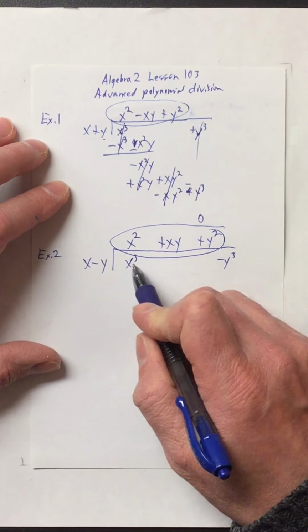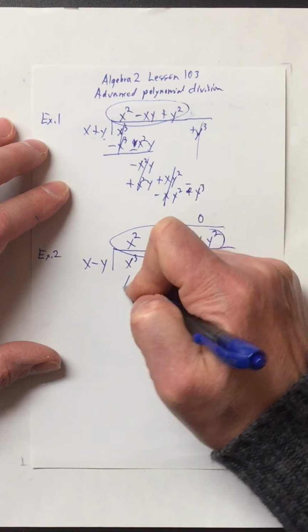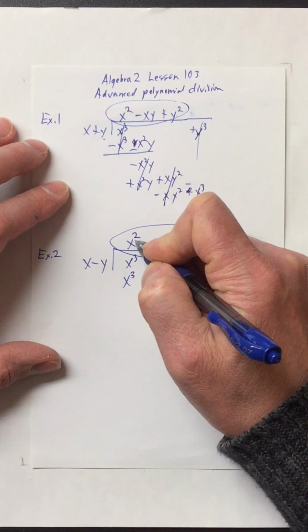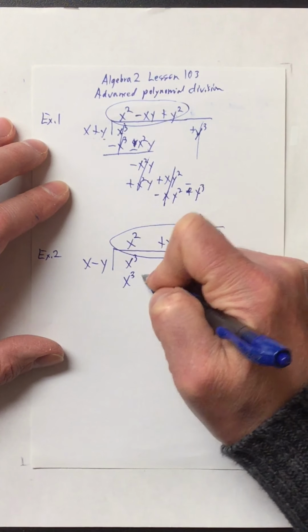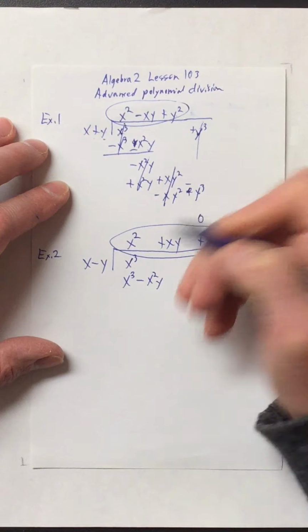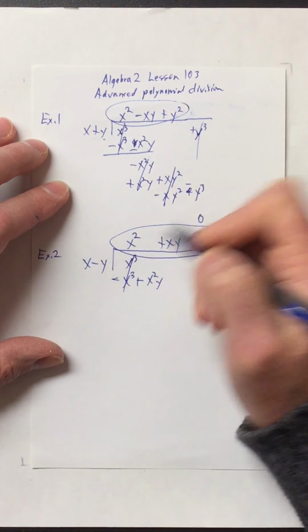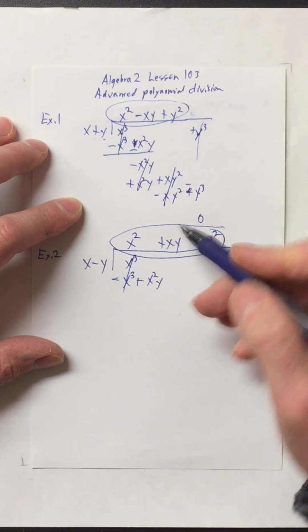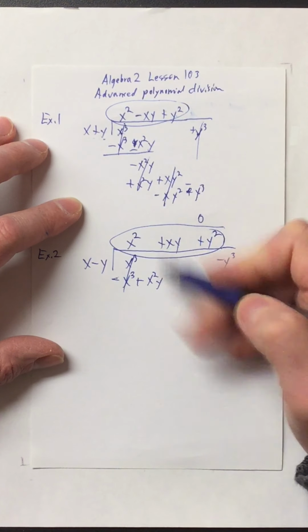Alright, so this first one here, we're going to take out an x, get an x squared, multiply back in, we get x to the third, x squared times negative y is negative x squared y. Flip our signs, that cancels, we have that. Take an x out, we have a positive xy.